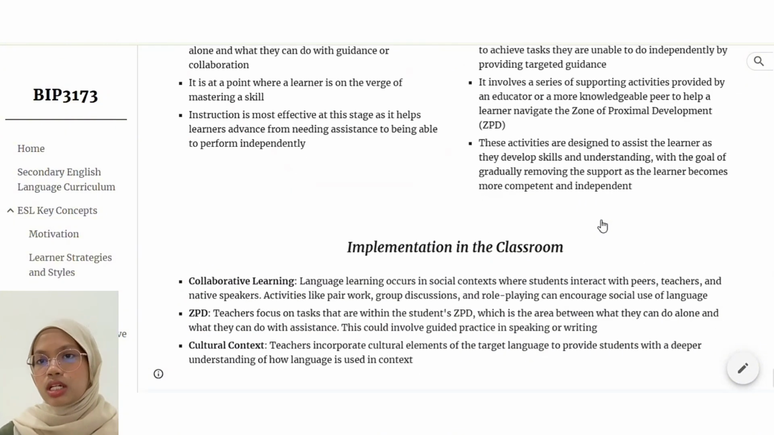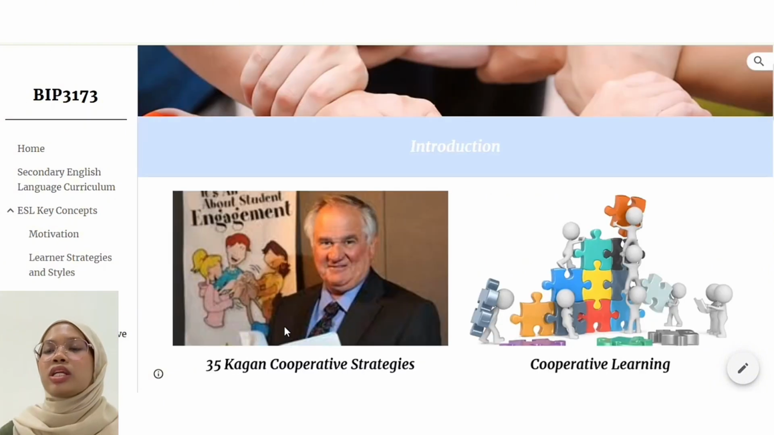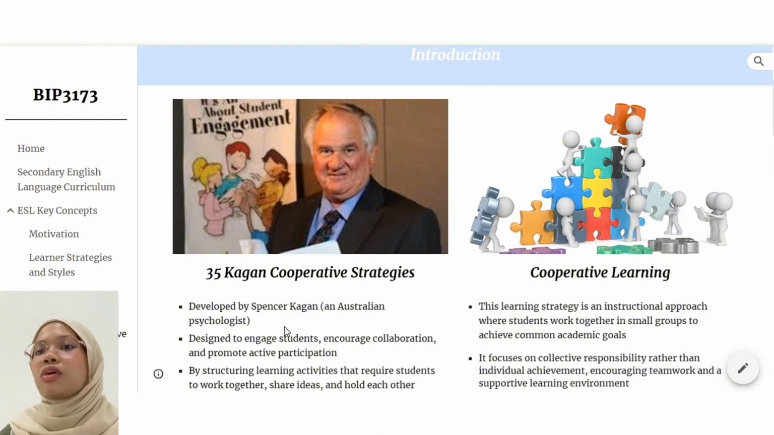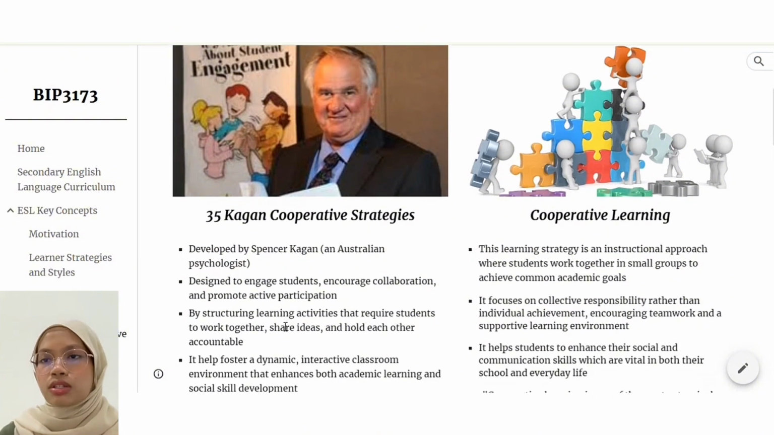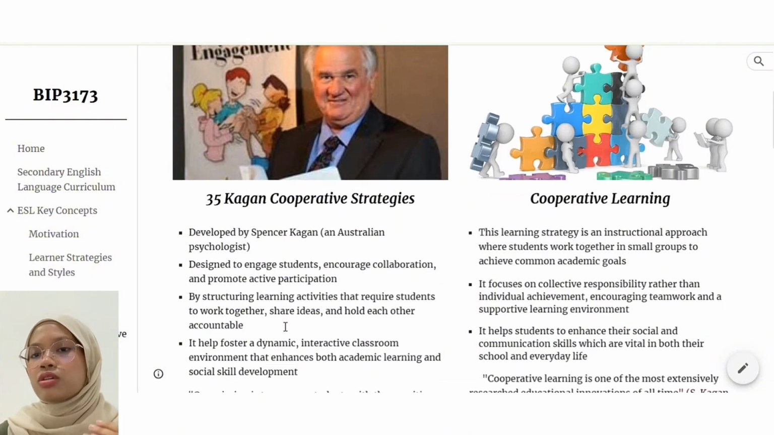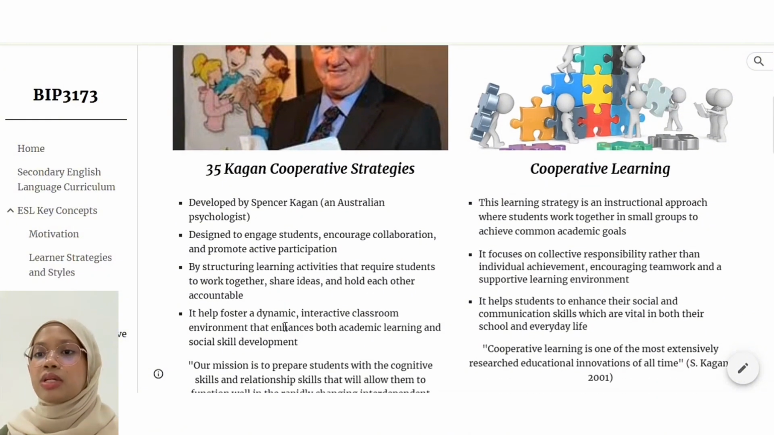So how do we implement this in the classroom? One way is through collaborative learning, another is the implementation of ZPD, and lastly there is cultural context. So what are the Kagan strategies? They were developed by Spencer Kagan, an Australian psychologist. They are designed to engage students, encourage collaboration, and promote active participation, by structuring learning activities that require students to work together, share ideas, and hold each other accountable for their own understanding. They also help to foster a dynamic, interactive classroom environment that enhances both academic learning and social skill development.